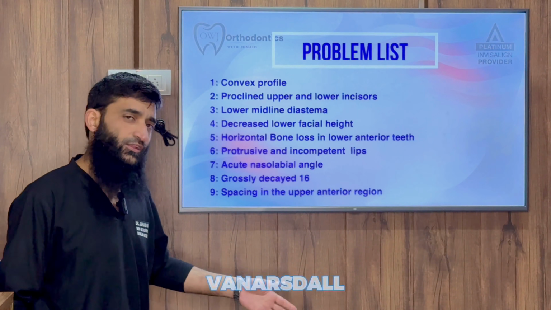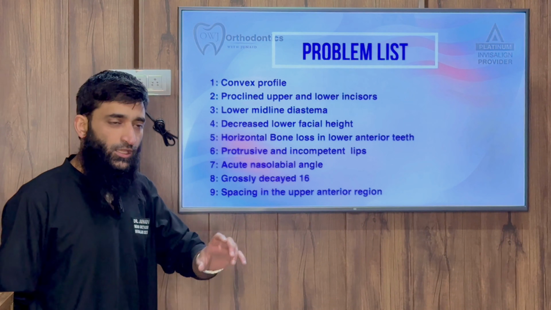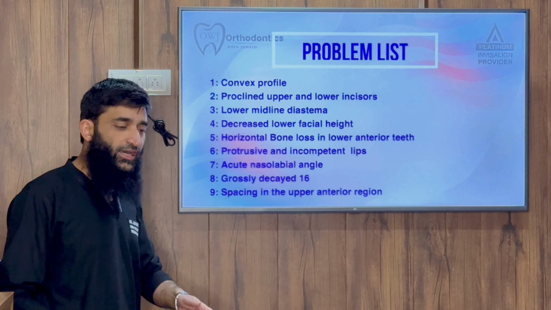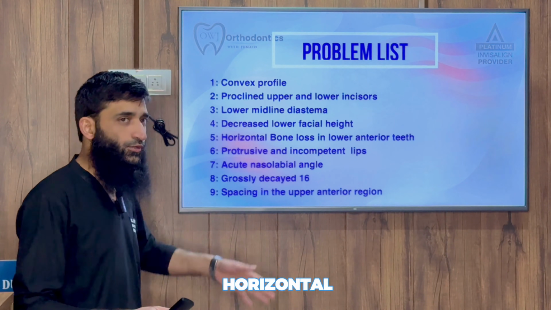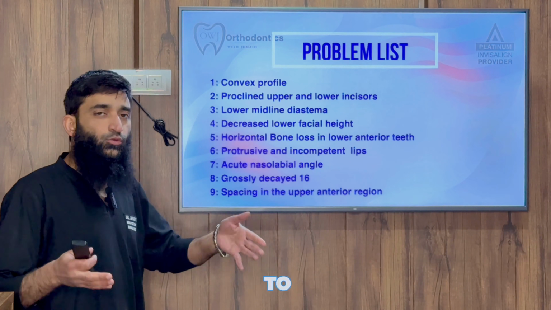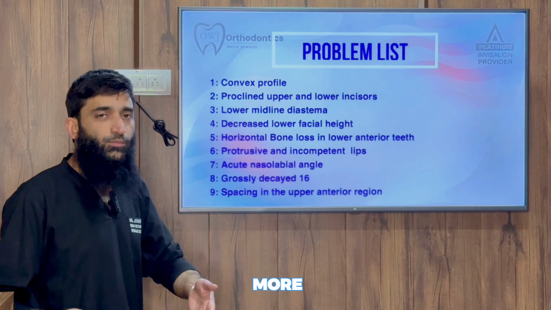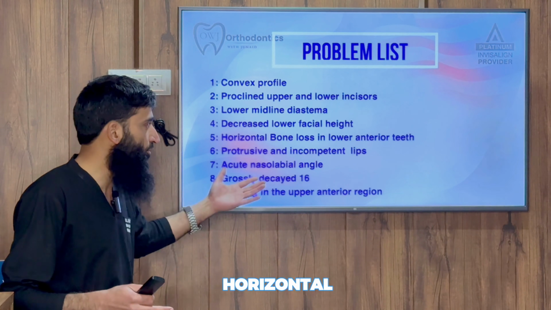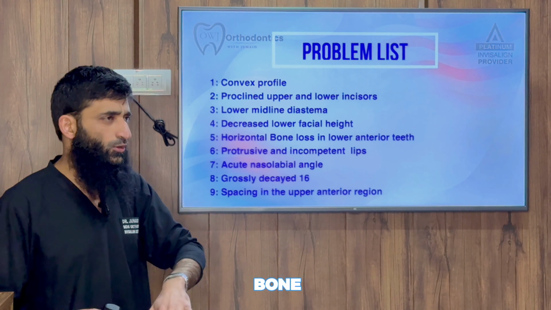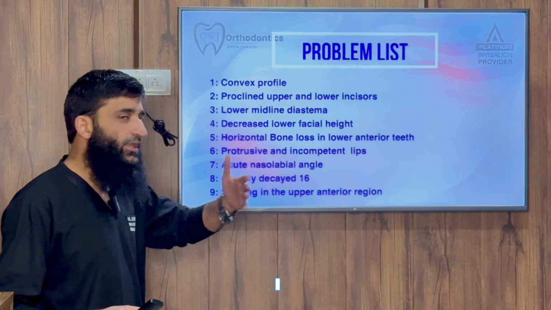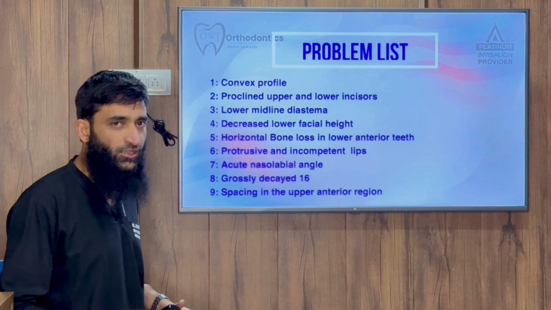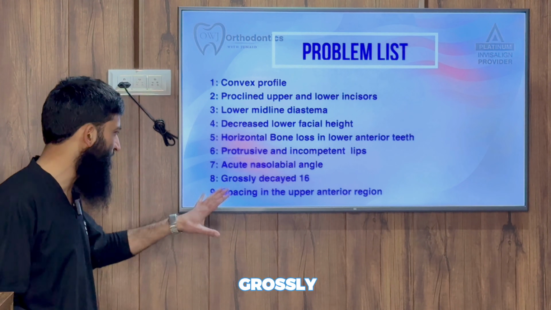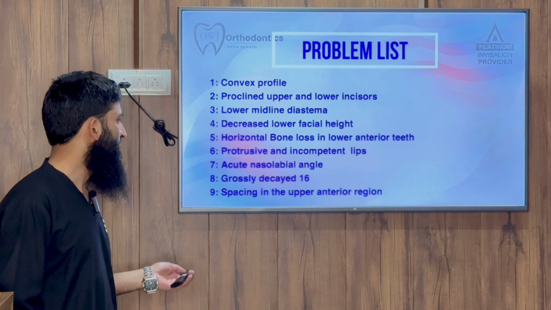According to Graber and Vanarsdall, chapter 22, the periodontal and orthodontic interrelationship, there are conflicting results regarding horizontal bone loss, because if we try to intrude the teeth, there can be more resorption, or this horizontal bone loss can be transformed into vertical bone loss. As I go on with my presentation, we will see how we have dealt with this case in our mechanics. We have incompetent lips, an acute nasolabial angle, a grossly decayed 1/6 and spacing in the upper anterior region.